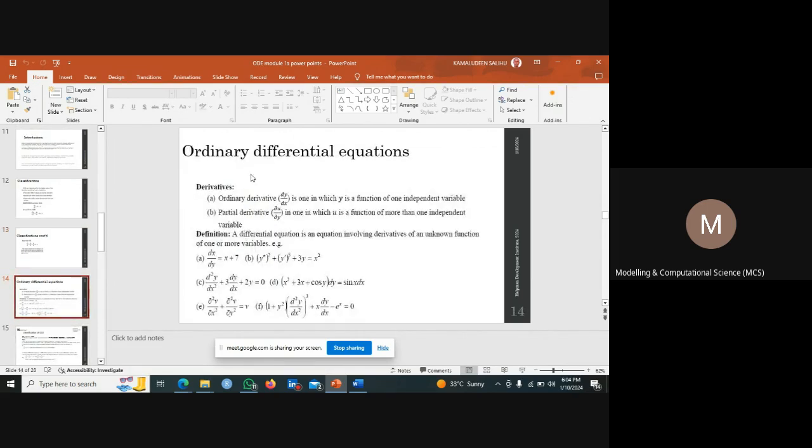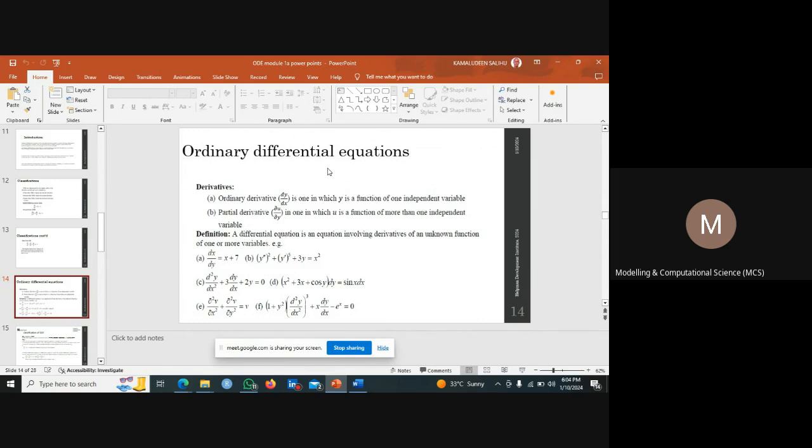So ordinary differential equation, as we are saying, a differential equation is any equation that involves what we call derivative, that is, changing of things. And it is classified into two. We have ordinary differential equations. We have partial differential equations.